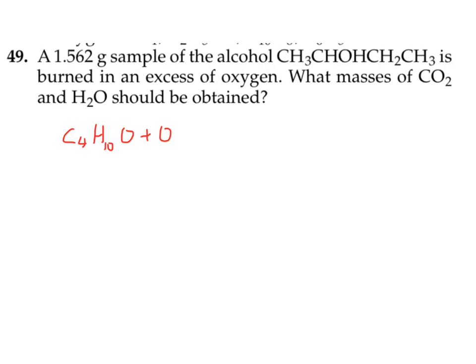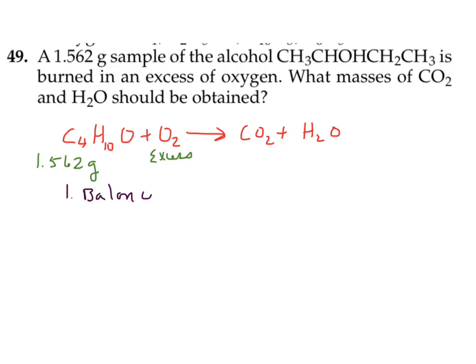All right, so this one, if you read it a few times, it looks like you need to just do what we've been doing. But that's not the case. They give you the mass of the thing you're burning. They say it has oxygen in it, so we're thinking, oh, it's the more complicated problem. And now they say there's excess O2, and then they say what masses of these should we get? Okay, and I'm going to tell you this is just a regular stoichiometric calculation.